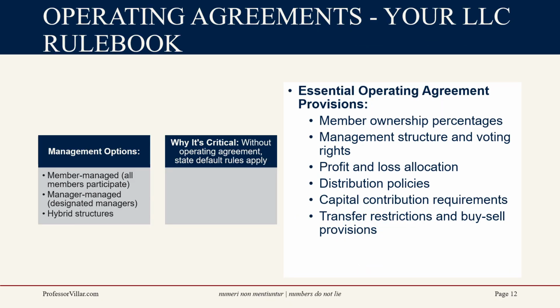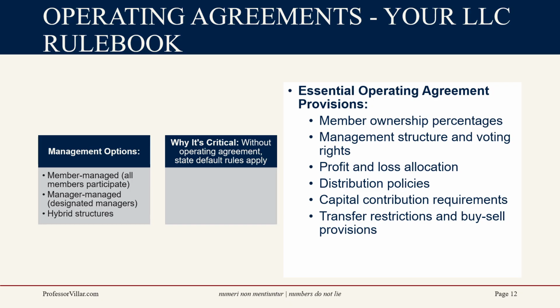I mentioned earlier we would be talking about operating agreements. Your limited liability company's rule book is essentially its operating agreement. They're critical, even though most states don't require them, and without an operating agreement, basically state default rules will apply. And those rules may not match the intended purpose of how you want to structure the LLC.